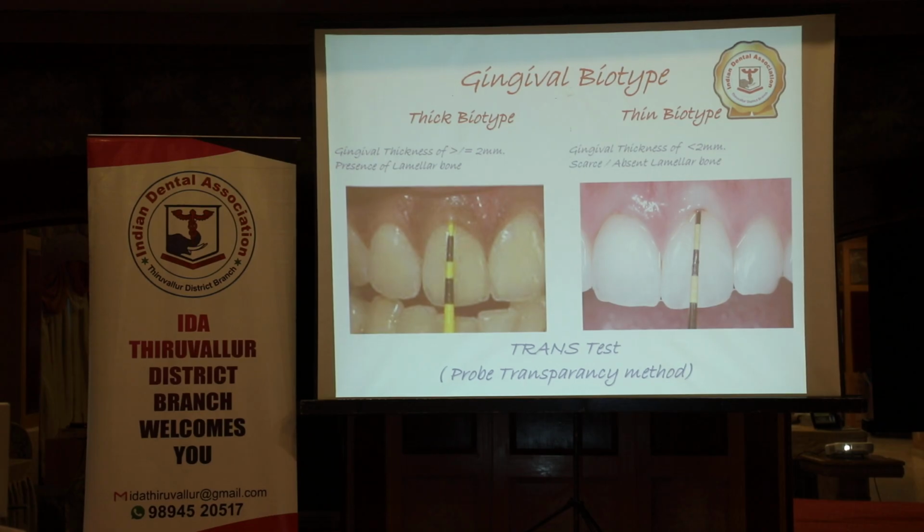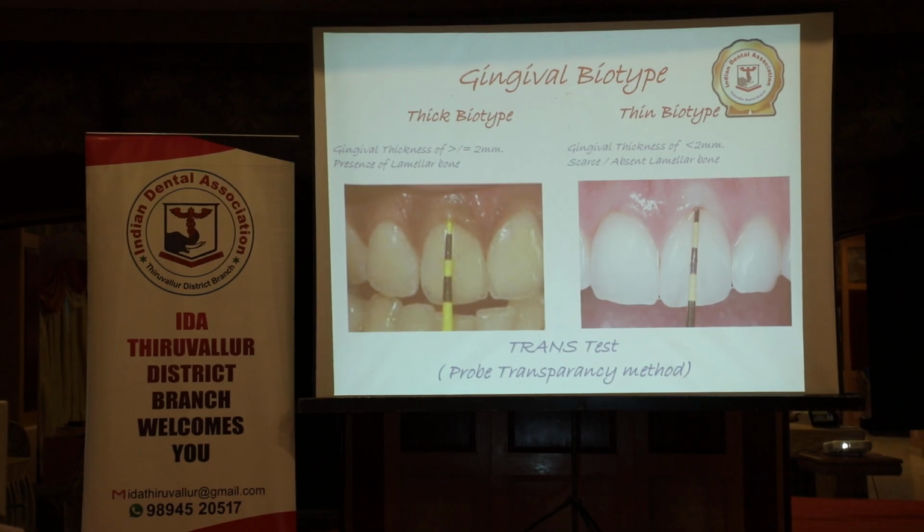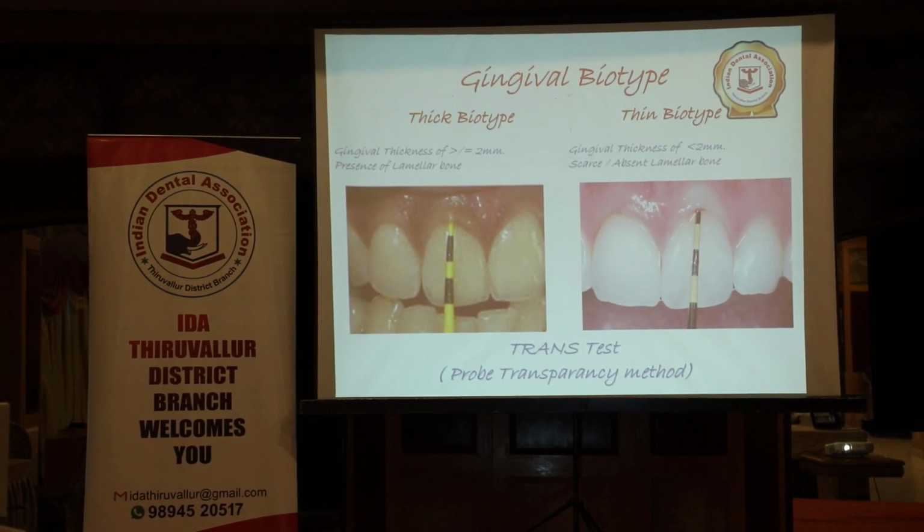Then comes the biotype, which is far most important. There are only two biotypes. One is a thick biotype, which we also call a phenotype, or a thin biotype. A gingival thickness of more than 2 mm is thick. It's a heaven's paradise to work with this biotype. But in the case of a thin biotype, it's going to be a little nightmare, because you have to place the implant a little more palatally so that it will not impair the aesthetic prognosis of the prosthesis.